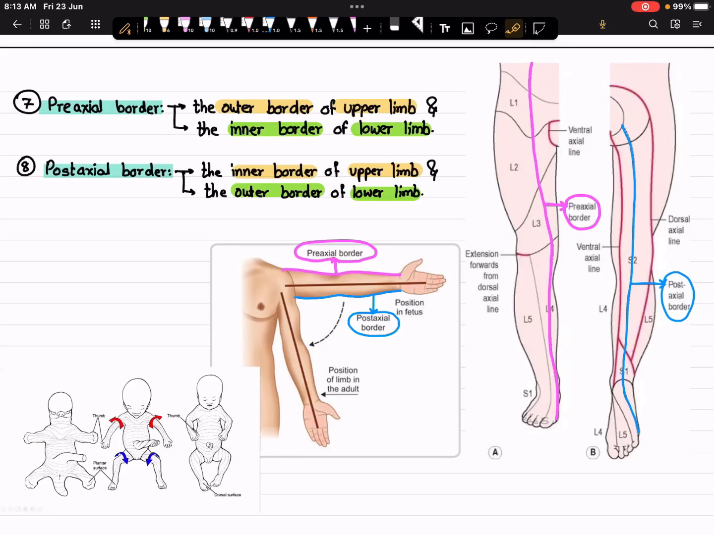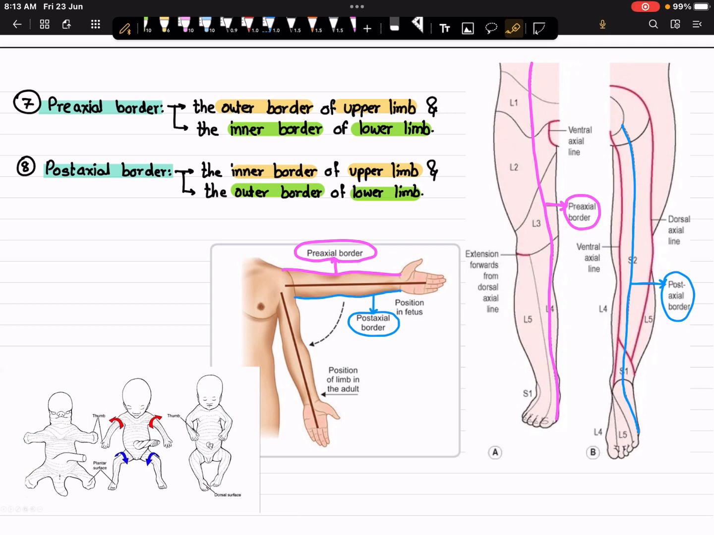Now coming towards the preaxial and postaxial borders, this topic is quite confusing, and to be really honest, it will need a different whole video which is completely dedicated to the preaxial and postaxial border. But for this video's purposes, just remember that this is something related to the rotation of the limbs. This is something which is embryologically related.